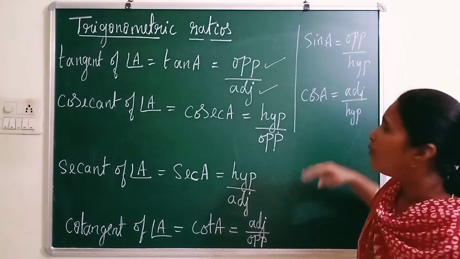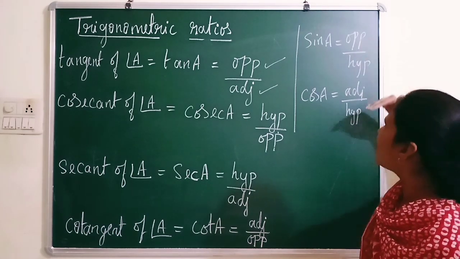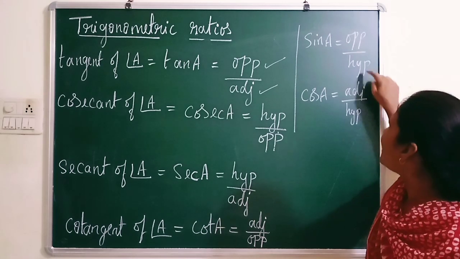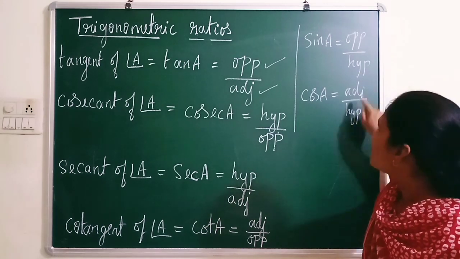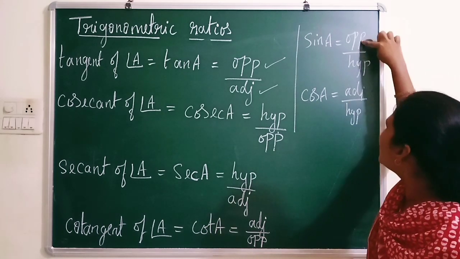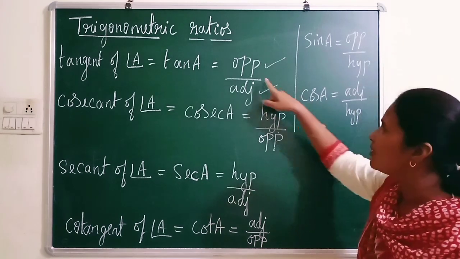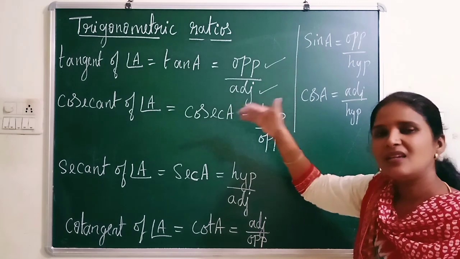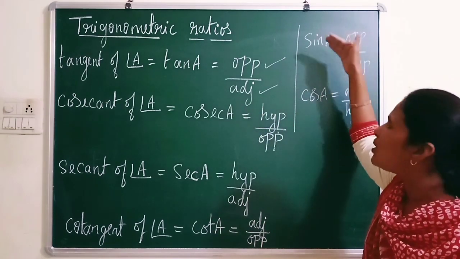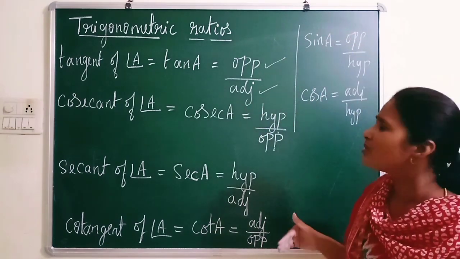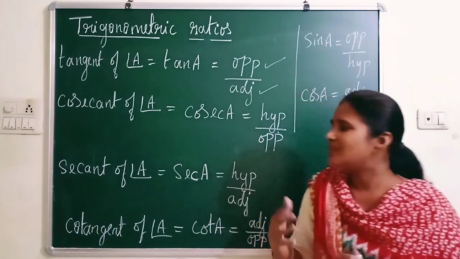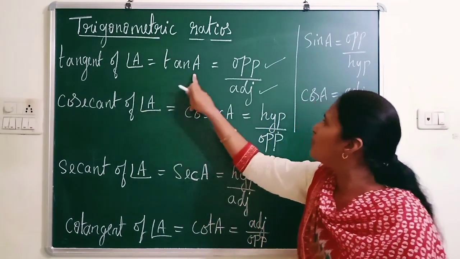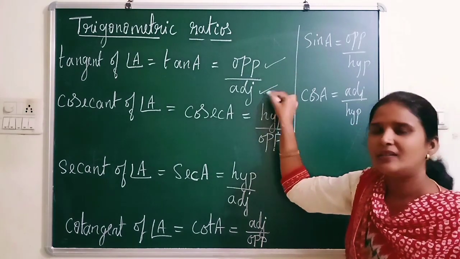You can observe, when I divide sine and cos, the denominator hypotenuse gets cancelled. So when hypotenuse gets cancelled, you get opposite by adjacent. So we got here opposite by adjacent. Tan A is nothing but the division of sine by cos. So that later I will explain. So what is the relationship between tan, sine and cos? So tan A equals opposite by adjacent.